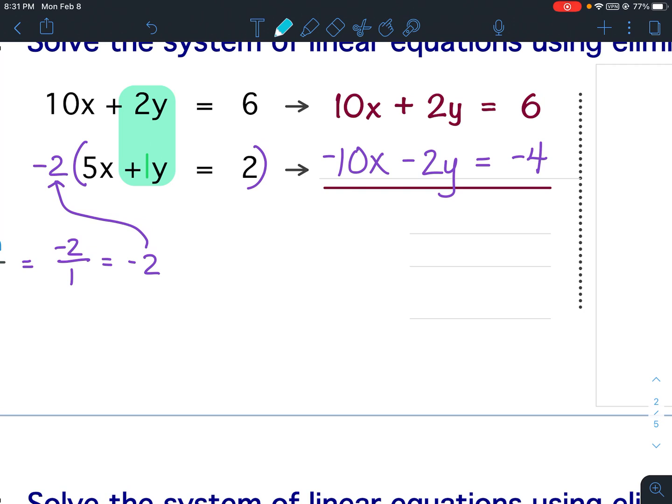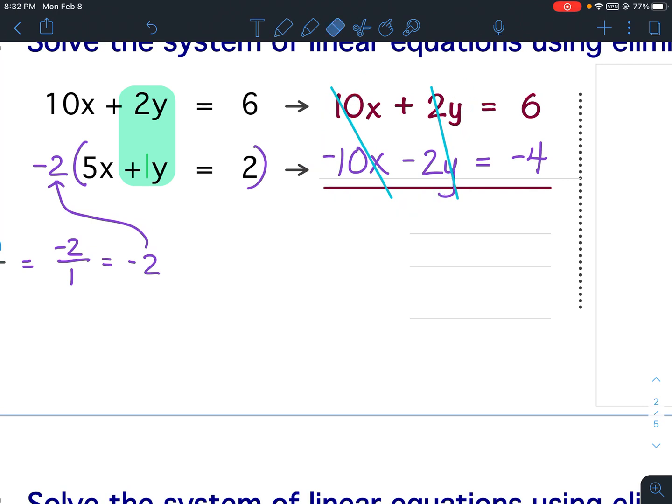So let's look at this. What's different about this one? Well, here are the opposites that we purposely got. But by multiplying by negative 2, the x's are also opposites. The x terms are also opposites. So both of the variable terms cancel. When both variable terms cancel, that leaves nothing on this side. Nothing. So both variable terms were eliminated.